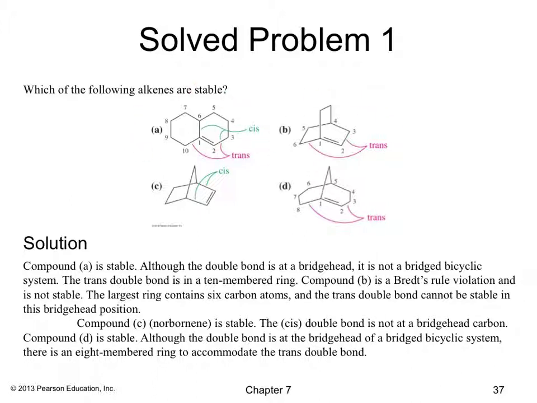B is a Bredt's rule violation, so we can cross this off, and it is not stable. The largest ring contains 6 carbons, right? And the trans double bond can't be stable in this bridgehead position. Compound C, norbornene, is stable. It's a cis double bond, but it's not at a bridgehead carbon. Compound D, yes, this double bond is at a bridgehead, is trans, and it is stable because this bridgehead bicyclic system has an 8-membered ring to accommodate this trans double bond.